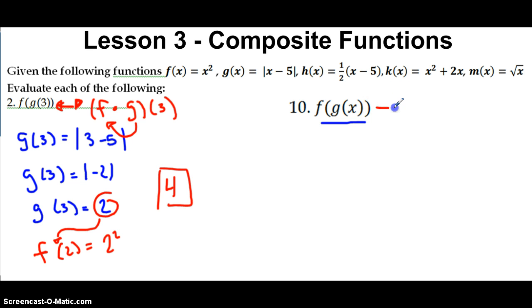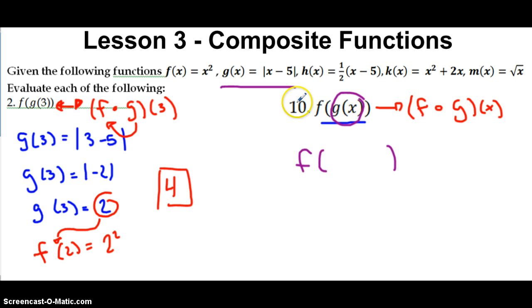All right? Now let's take a look at this one. Now I'm going to rewrite this also in the other notation. This is the same thing as f of g of x. Okay? Now to do this one, I'm not sure if you remember this, but you're going to be plugging the g of x into the f of x. So we're going to rewrite the g of x. So it's going to be the f of, and the g of x, well, let's find that over here, is the absolute value of x minus 5.